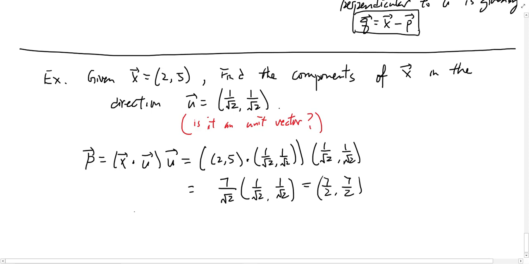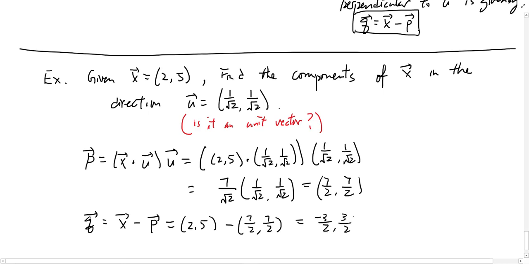And now with that in mind, I can try to find Q. So what is Q equal to? Well, Q equals vector x minus vector p. Since I'm given vector x and I just found vector p, I can subtract them to figure it out. So that comes out to be negative 3 over 2, 3 over 2.